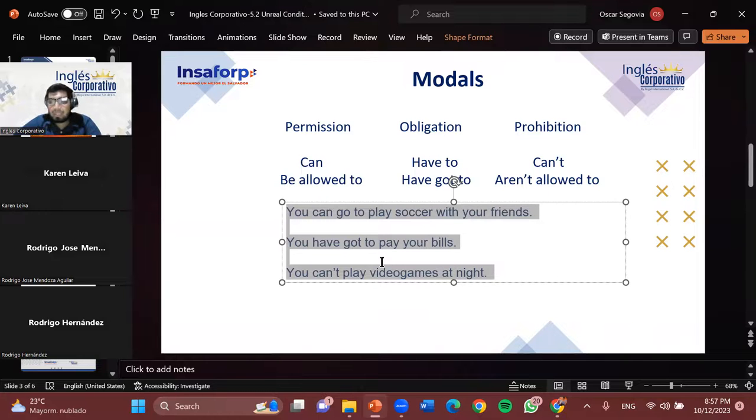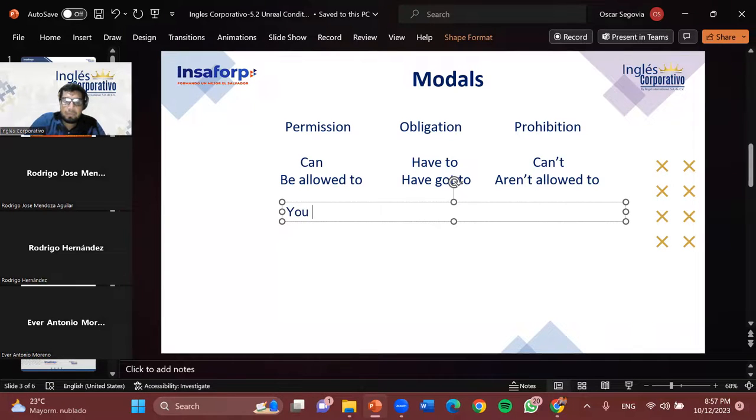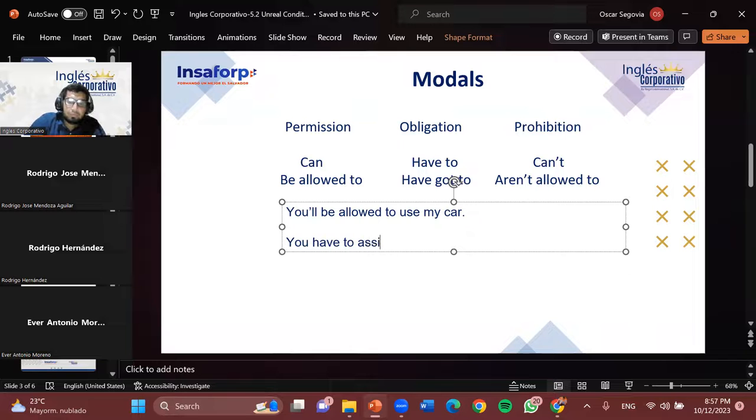Now, how about in the case of Karen? How about you, Karen? Permission. Okay, you'll be allowed to use my car. Oh, great. You'll be allowed to use my car. Great. How about obligation? Obligation, you have to attend the meeting. Okay. And how about prohibition? Prohibition. You can't eat candy at night. Okay, you can't eat candy at night.